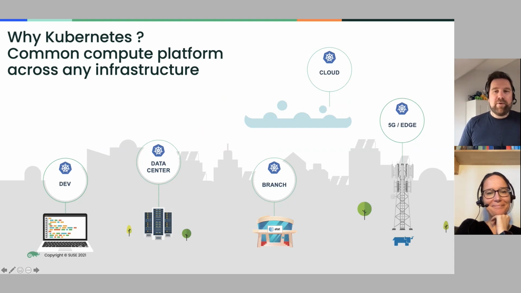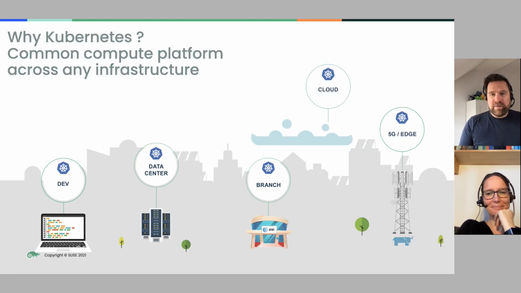use cases, where you have some industry PCs in a factory or some servers in a supermarket branch, or maybe some industry PCs that are in 5G cell towers or in windmills or in cars or in satellites. Everywhere where you want to manage software, Kubernetes can help to bridge all the differences between the underlying architecture and the underlying infrastructure and create a common platform with standardized APIs.